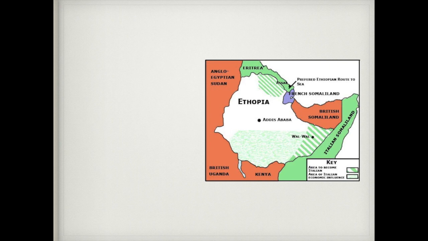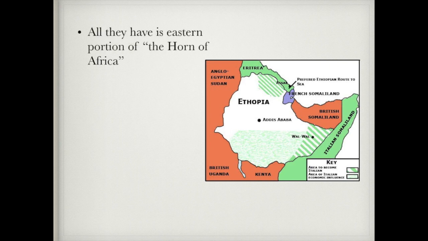So by the late 19th century, all that Italy really has is the eastern portion of what is going to be known as the Horn of Africa. They have two areas on the Horn of Africa. They have what's known as Italian Somaliland, which today is known as Somalia. They also have an area north of that called Eritrea, which today we also know as Eritrea.